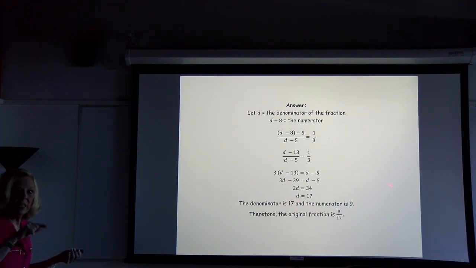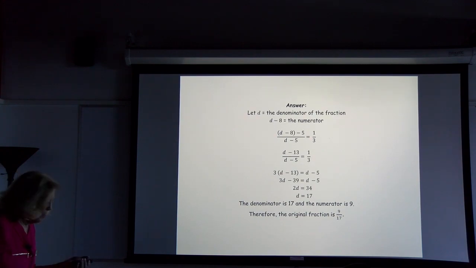Then it said if you decrease the numerator by 5, what does that become? 4. And decrease the denominator by 5, and that becomes 12. So you'll have 4 over 12, which is the original 1/3. And again, take your answer and check when you get finished with the problem to make sure it works.